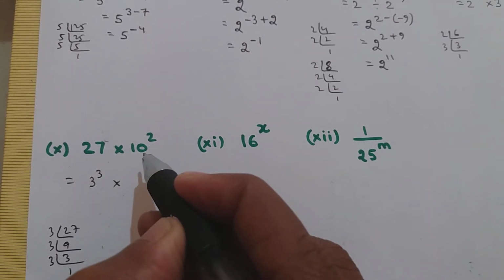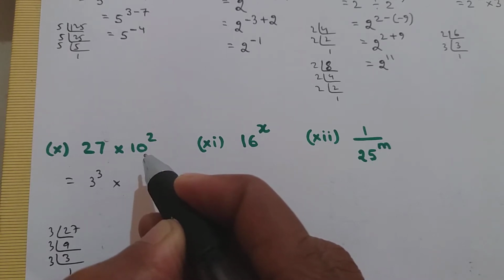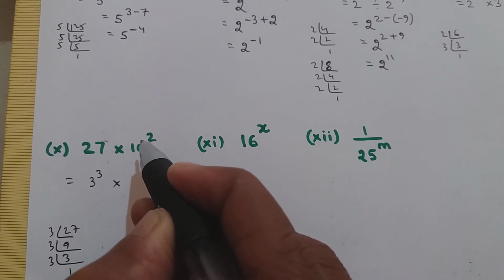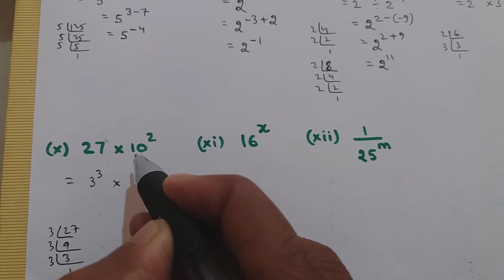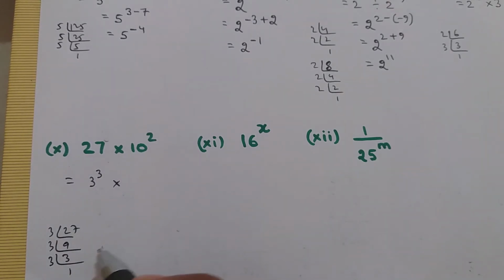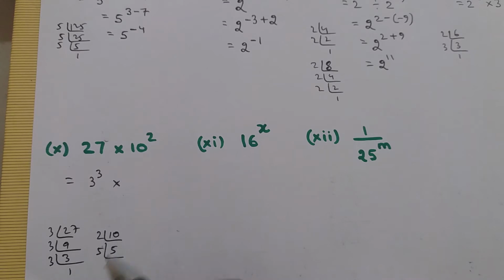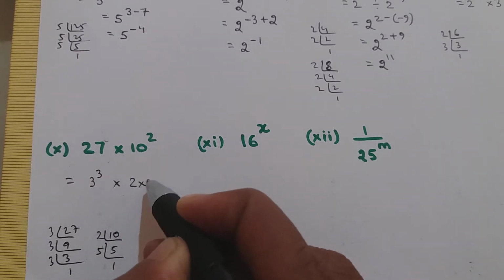So here the base is 10, the power is 2, and the base, which is 10, is a composite number. So I will write 10 in its prime factors. So I will do the prime factorization of 10. It is 2 5s are 10, 5 1s are 5. So 10 is 2 into 5.